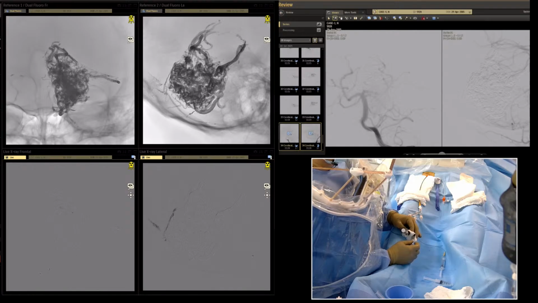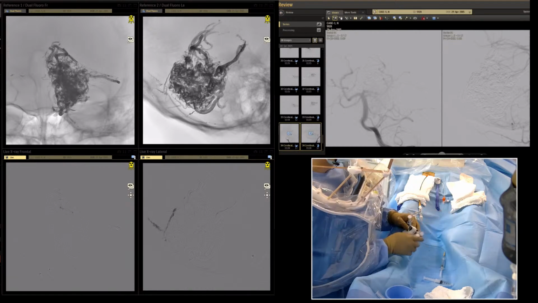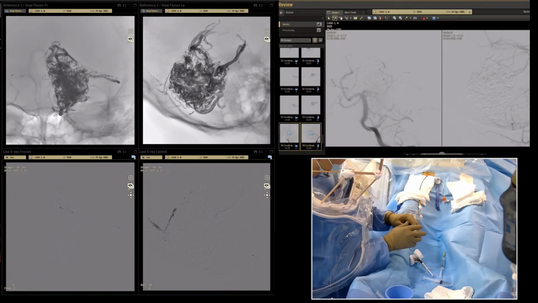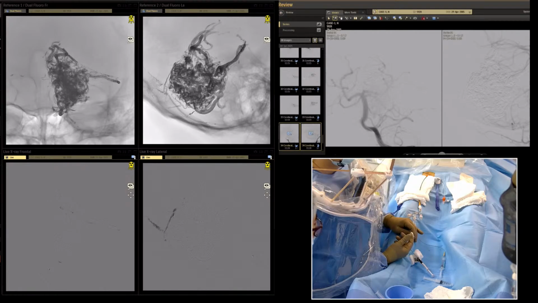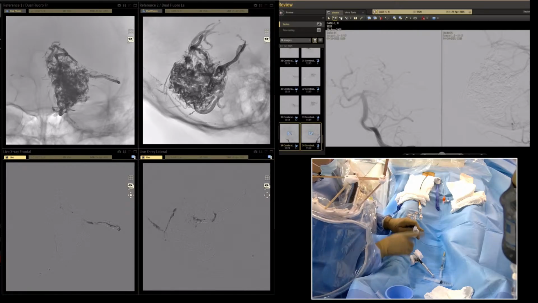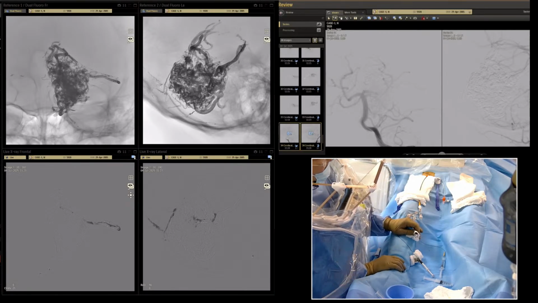Now we're filling the meningeal collaterals and also the reflux. Okay, let's leave it here. We don't need to create so much reflux. I think it's enough. Now we have reflux on the upper microcatheter and we have time to wait.